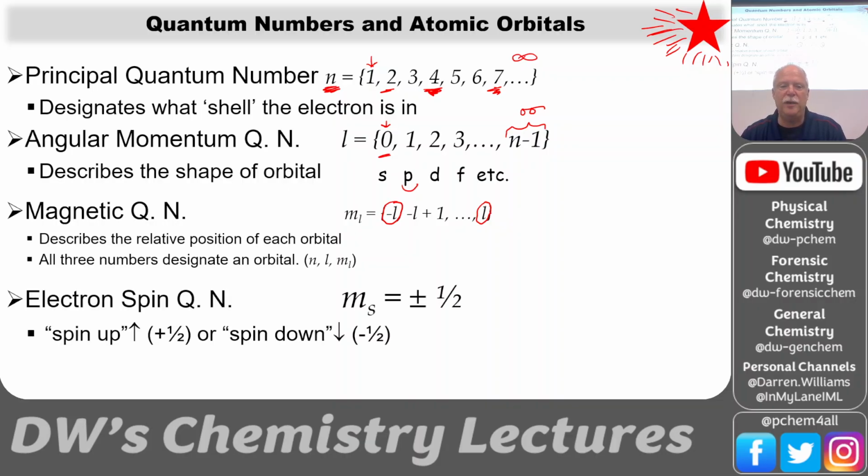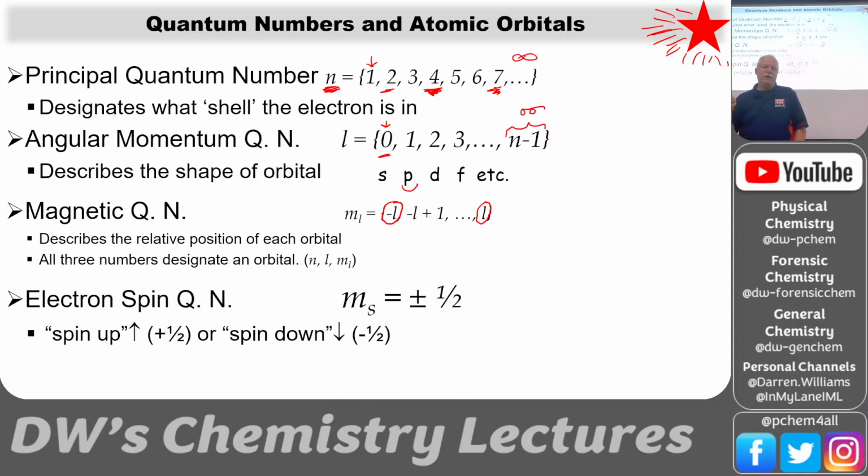And then I have electron spin. So this would be the intrinsic magnetic field of the electron. They call it spin because a magnetic field is generated by spinning charged particles. A charged particle going around a curve would generate a magnetic field.